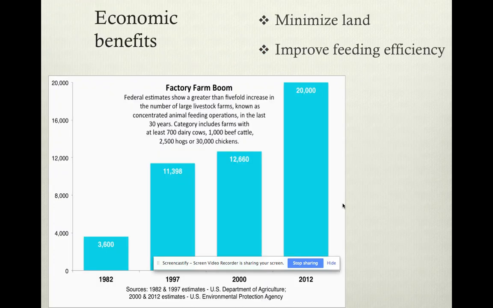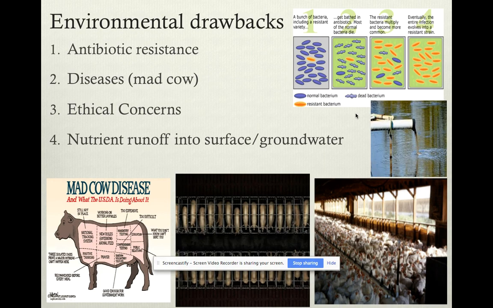In terms of economics, it's really, really good. You make a lot of money. You minimize the amount of land, so that's good. And you improve your feeding efficiency. It's really easy to feed all the animals if they're all confined right there together. So, our factory farming, which is kind of what we're talking about, has been increasing steadily over the last 30 years. So, what are some bad things?